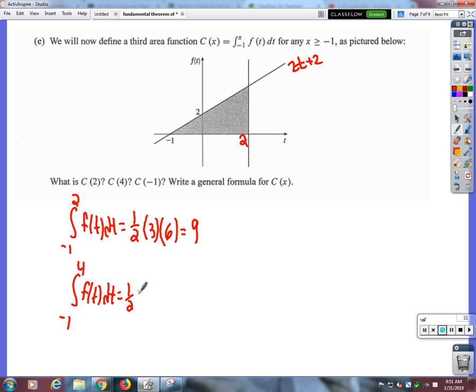Now we're going to go from -1 to 4. So the base is 5, yep. And the height is 12. No, you're right, 10. You plugged in 5. I plugged in 5 also. But x is 4, so we're plugging 4 into there. Sorry, so the height is 10. So that means the area, or the integral, is 25. How about from -1 to -1?